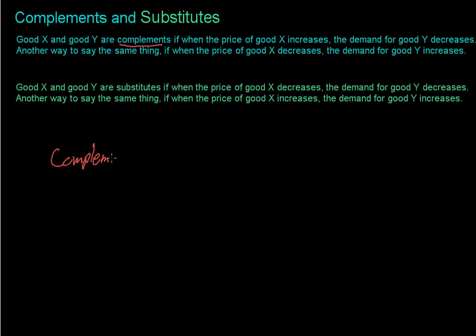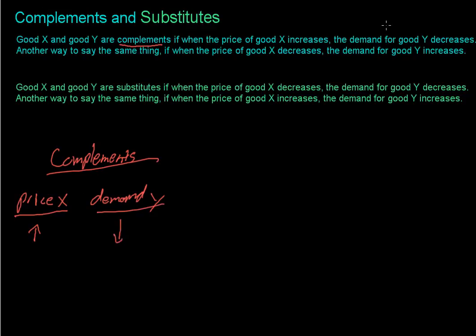Two goods are complements if when the price of x goes up, the demand for y goes down. Another way to say the same thing, if when the price of good x goes down, the demand for good y increases. So if the price of good x goes down, the demand for good y goes up.